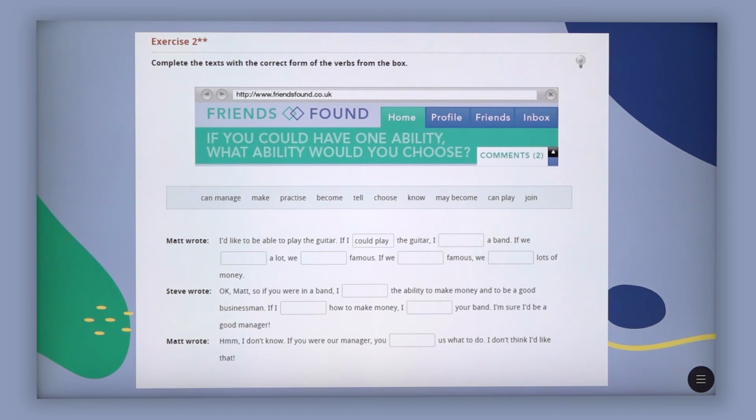Then we've got, I would choose the ability to make money and to be a good businessman. If I knew how to make money, I could manage your band. And the last one is, if you were our manager, you would tell us what to do.